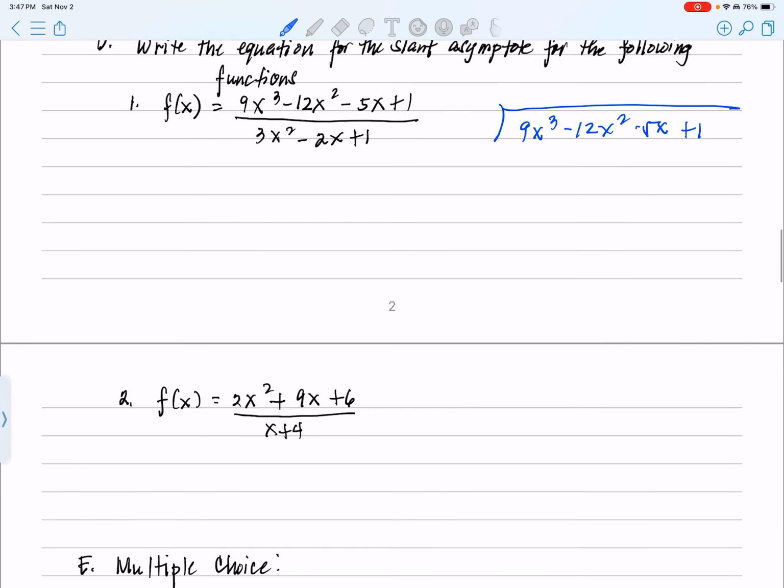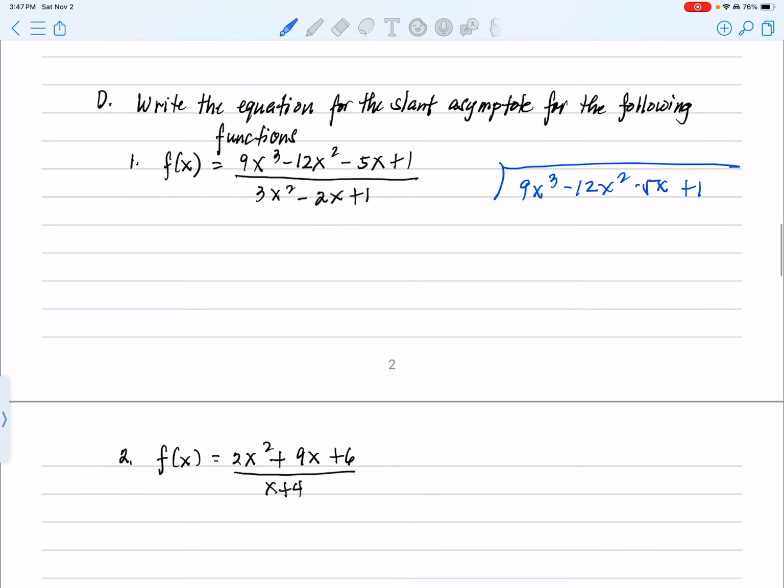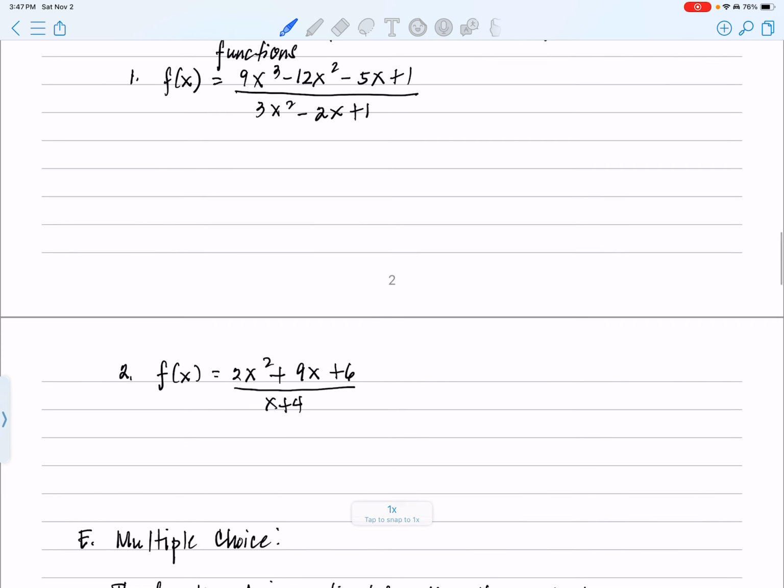We know there is a slant asymptote because the degree of the numerator is greater than the degree of the denominator. So we can use long division. I need some space right here. We divide 9x to the third minus 12x squared minus 5x plus 1 by 3x squared minus 2x plus 1.